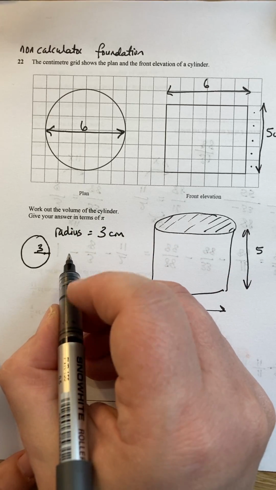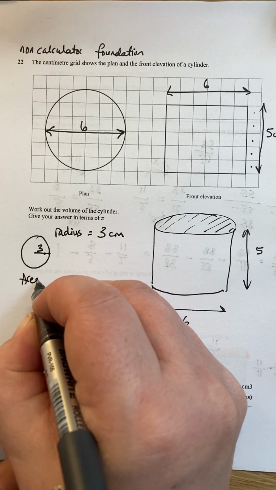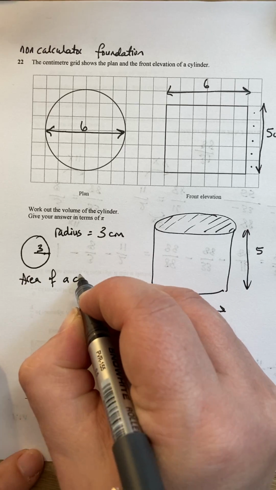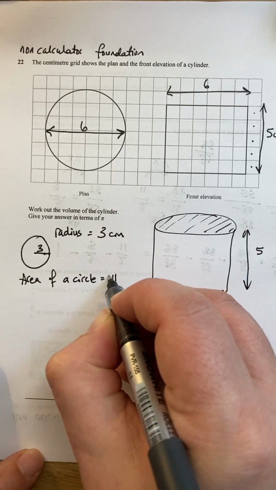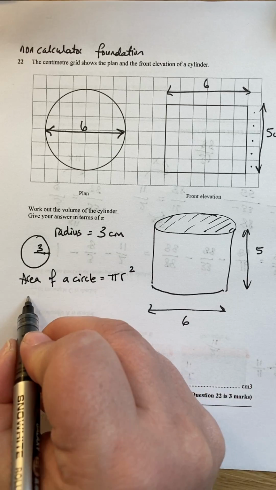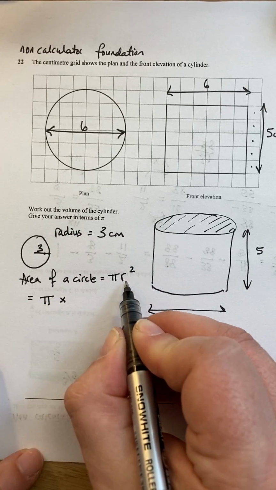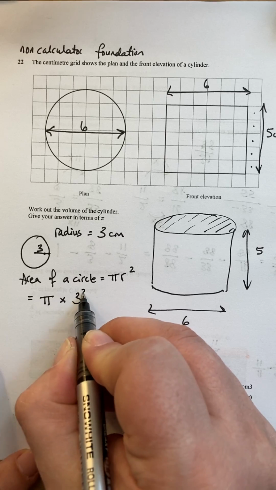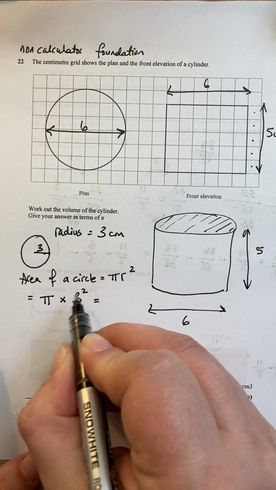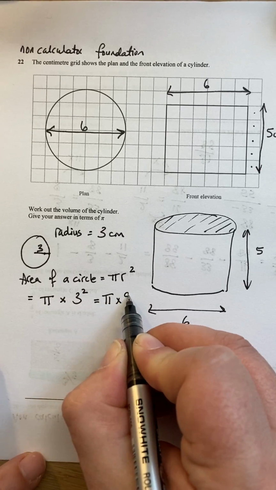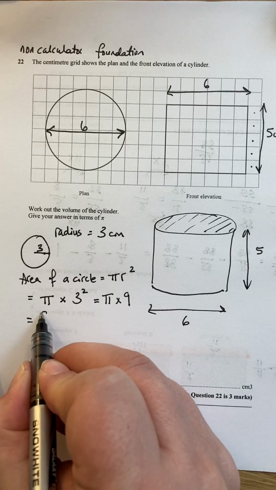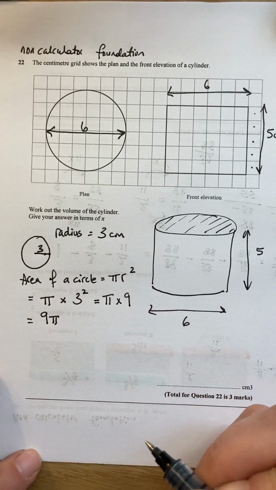The formula for the area of a circle equals pi r squared. Pi multiplied by r squared, which is 3 squared. This becomes pi multiplied by 9, and in algebra we write that as 9 pi.